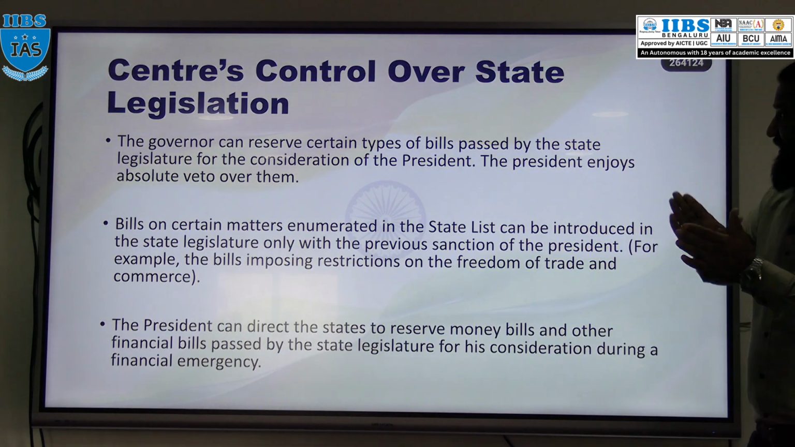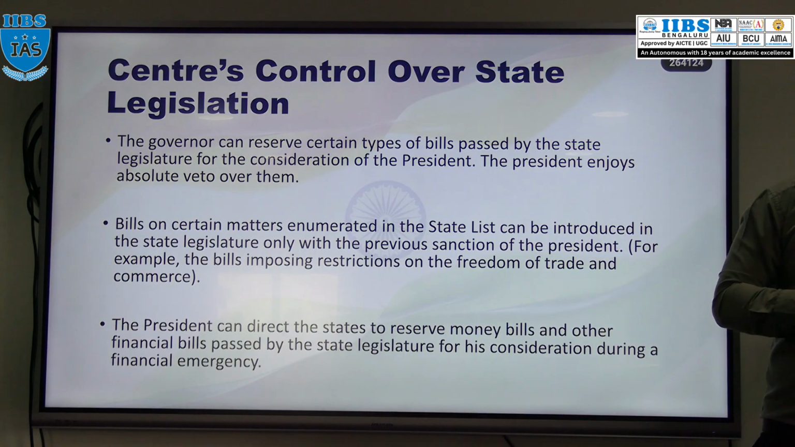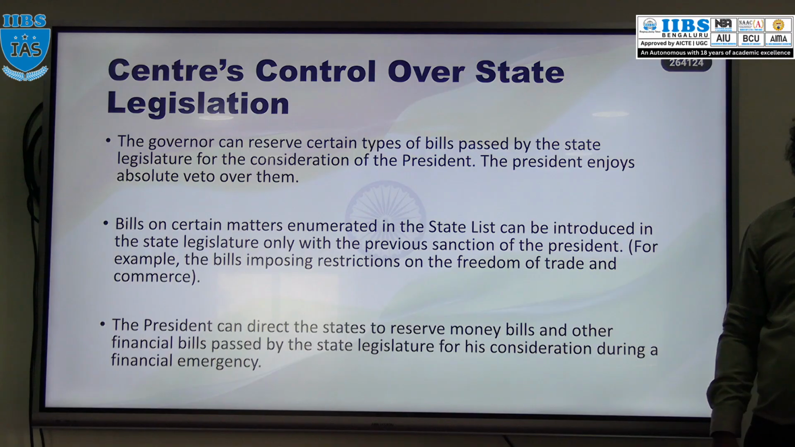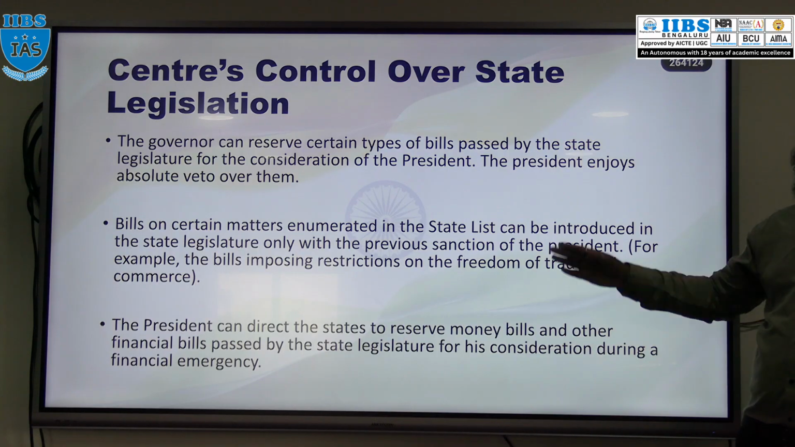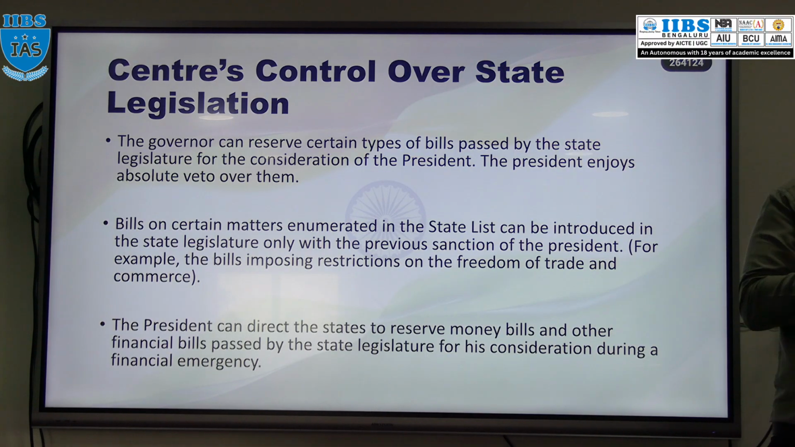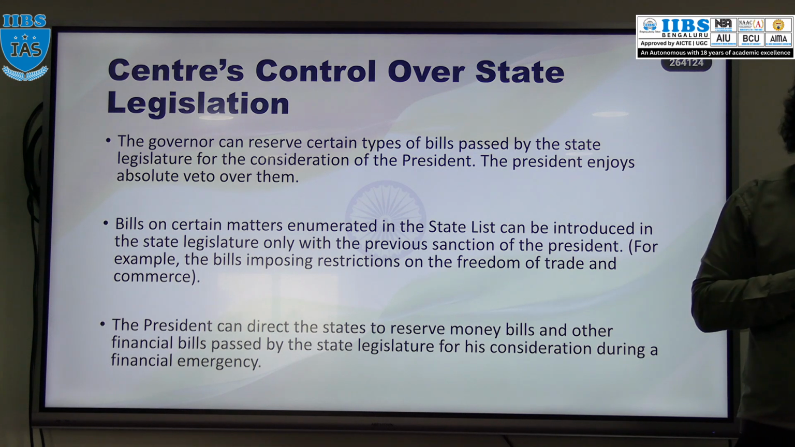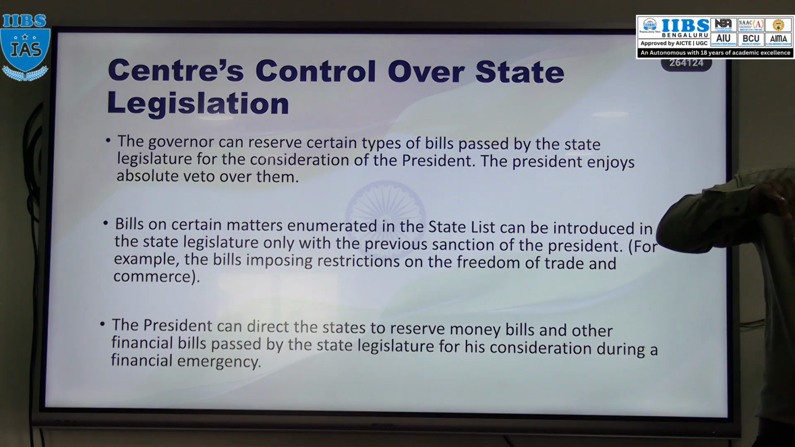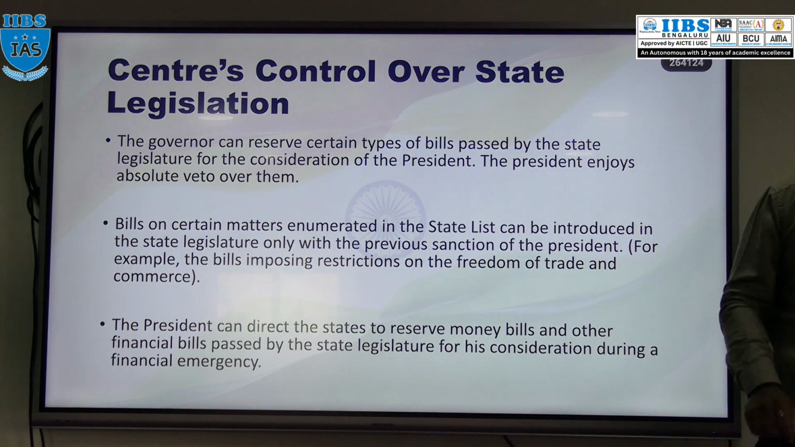Then apart from that, the Centre also has control over the state legislature. What are those cases? In the Governor topic we discussed, right? The Governor can reserve certain bills passed by the state legislature for the consideration of the President, and the President has an absolute veto over them. The bill passed by the state assembly will be sent to the Governor. The Governor has 3 options: accept the bill and give assent, return the bill, or reserve the bill for the consideration of the President.